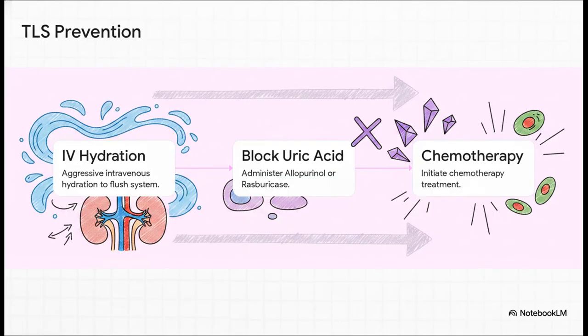So how do we prevent that? This gives us an exact step-by-step execution protocol to save your patient's kidneys and, honestly, their life. Step 1 is aggressive intravenous hydration. You have to flush the system.